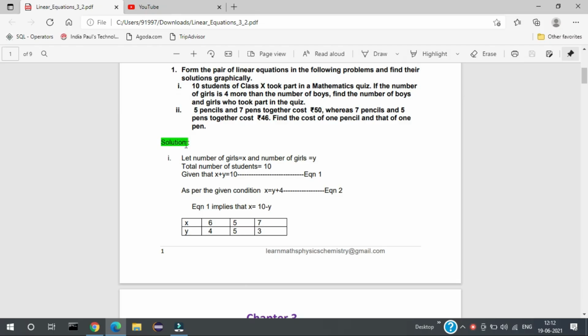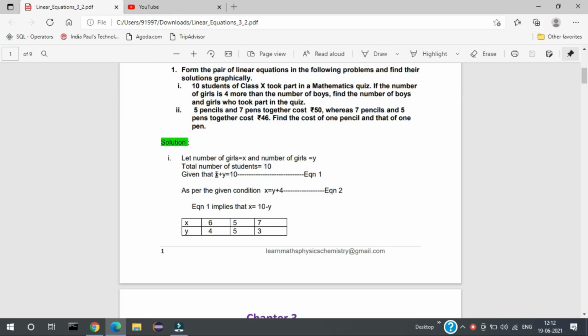Coming to the solution. First, what is given? 10 students of class 10 took part in a mathematics quiz. The number of girls is more than the number of boys. Find the number of boys and girls who took part in the quiz. Let the number of girls equal x and the number of boys equal y. So the total number of students equals 10.